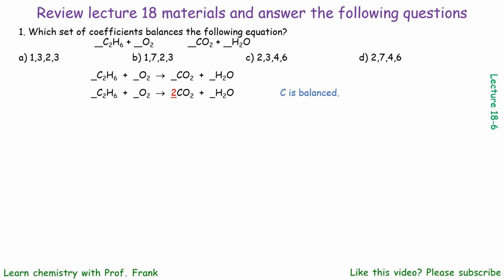Now carbon is balanced. Next, we are going to balance hydrogen. Before the reaction, 6 hydrogen atoms. After the reaction, 2. So we need a coefficient of 3 before water molecules. Now we have carbon and hydrogen balanced. Let's take a look at oxygen. Before the reaction, 2 oxygen atoms. After the reaction, 4 plus 3, that's 7.